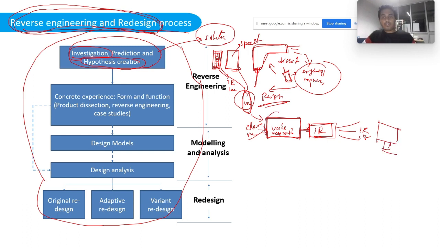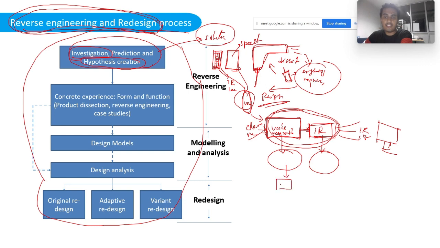If you are not from a technical background, or you do not have the knowledge, you need to dissect various products, like products having voice recognition modality and products having IR signal modality, and then try to understand the different architectures, and then combine those and come up with your solutions. So this is a reverse engineering way of designing a product.